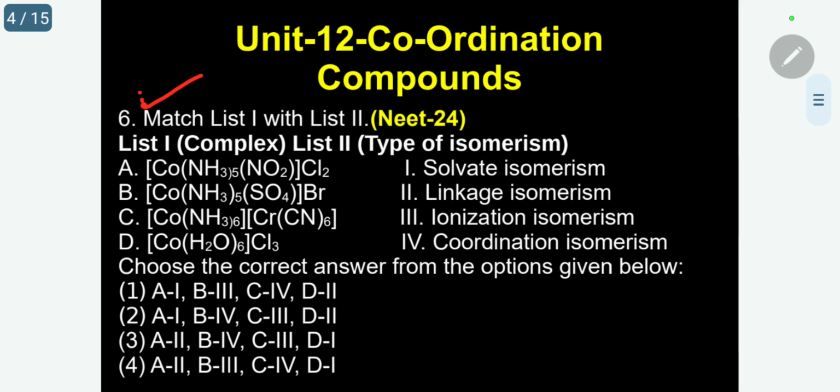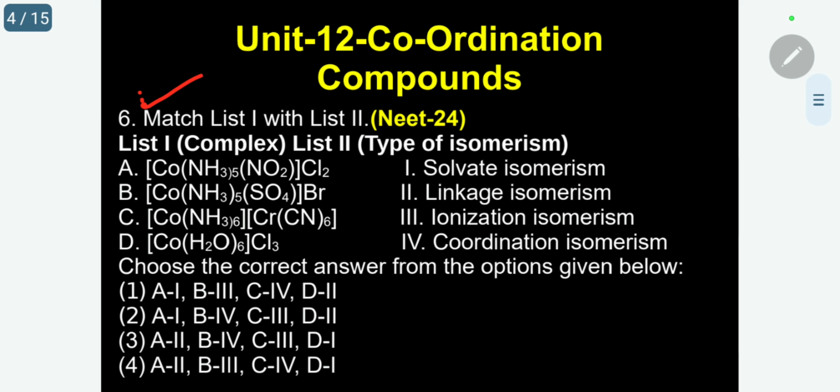1. A1, B3, C4, D2. 2. A1, B4, C3, D2. 3. A2, B4, C3, D1. And 4. A2, B3, C4, D1. The very interesting information here: you must know what isomerism is, and which complexes will exhibit isomerism, then only you will be able to answer this question. So what is isomerism?